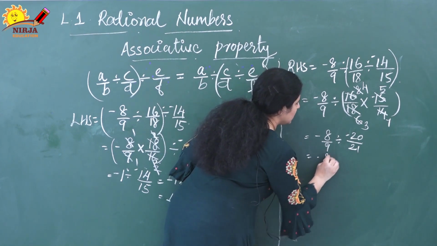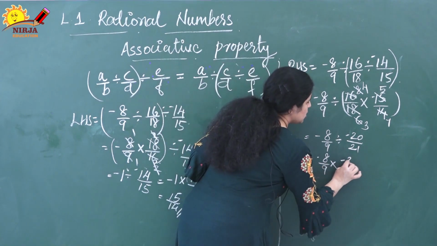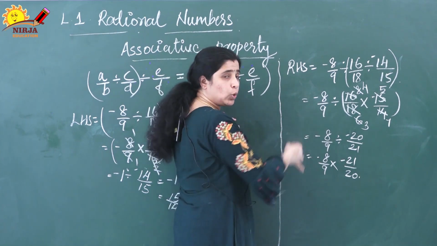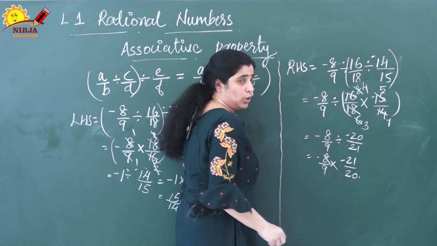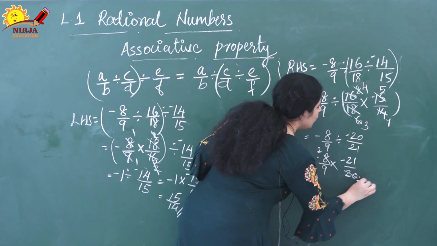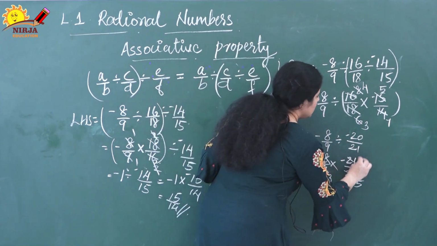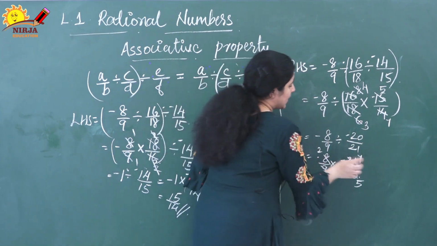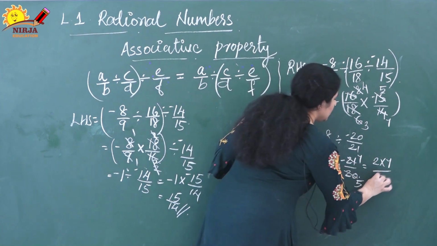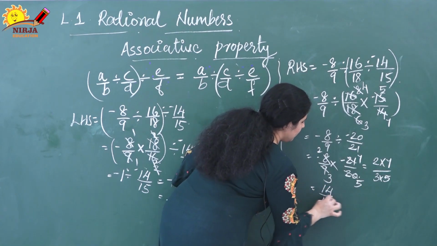Now again you have to multiply by the reciprocal of the second number. Minus 8 by 9 multiplied by minus 21 by 20. Here also you can see whether you can cancel the numerator and denominator. Yes, here you can. By 4 you can divide, 2 fours are 8 and here 5 fours are 20. Again by 3, 3 threes are 9 and 7 threes are 21. Minus minus plus, you will get 2 multiplied by 7 by 3 multiplied by 5. That means 14 by 15.